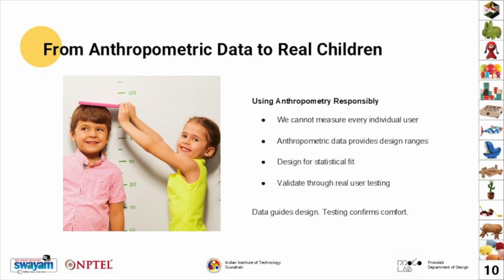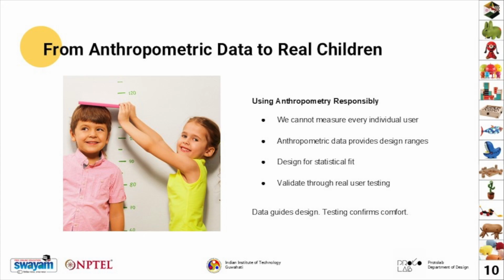But anthropometric data is not the final answer. It is a starting point. Children vary in coordination, endurance, and posture habits. Two children of the same height may interact very differently. Therefore, after designing with anthropometric data, we must conduct real user testing.